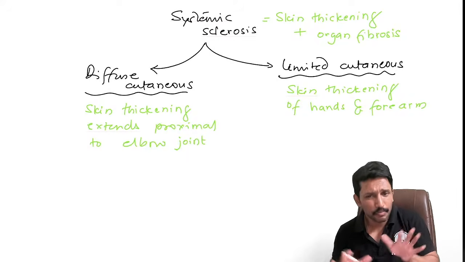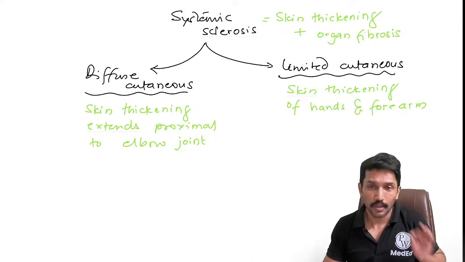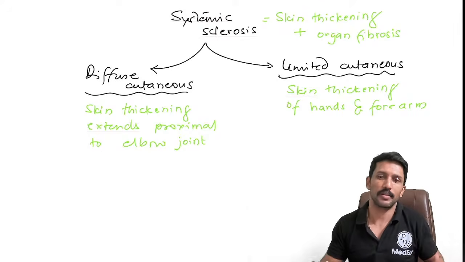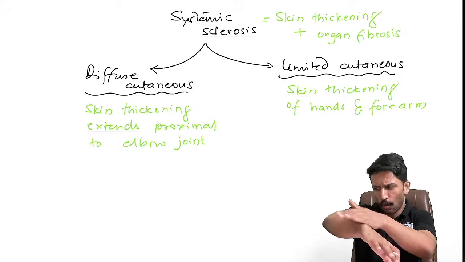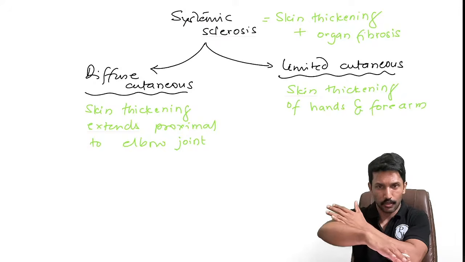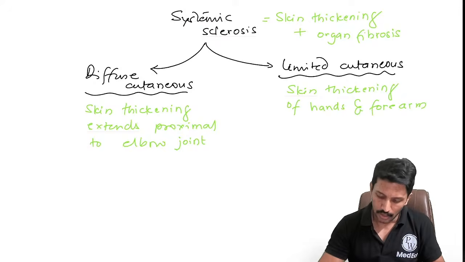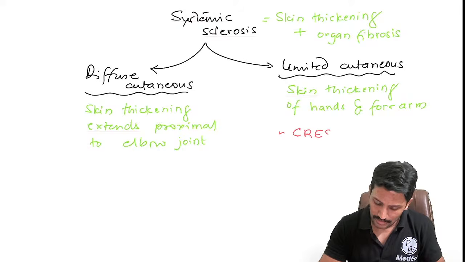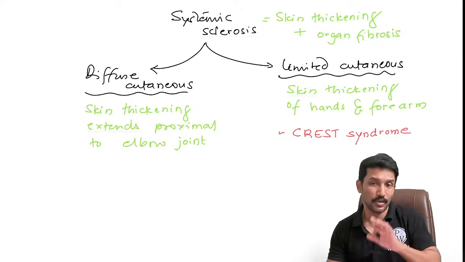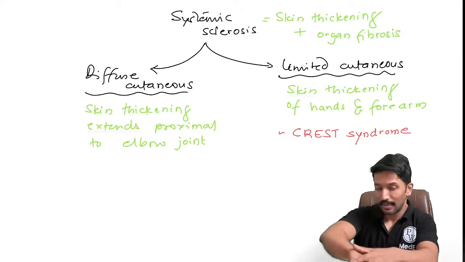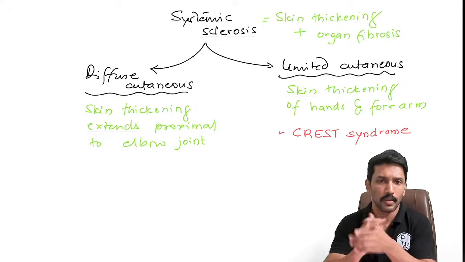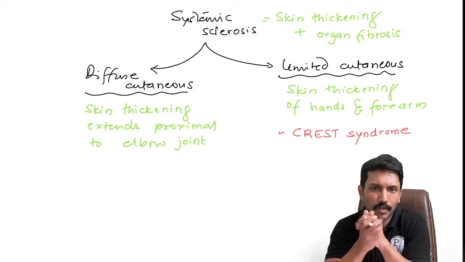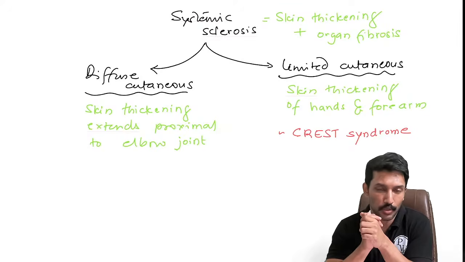Okay. Now, is it just because there is a different extent of involvement? No. These two behave like two separate diseases. Their behavior is totally different. If the skin thickening extends from the hands up to the elbow joint, it is limited cutaneous. These limited cutaneous patients are associated with what you call CREST syndrome, while you don't get that in patients with diffuse cutaneous. If the extent is beyond the elbow joint, involving the arm, shoulder and so on, then it is less likely to be limited cutaneous. It's more likely to be diffuse cutaneous.